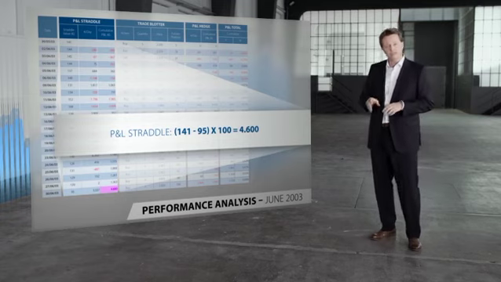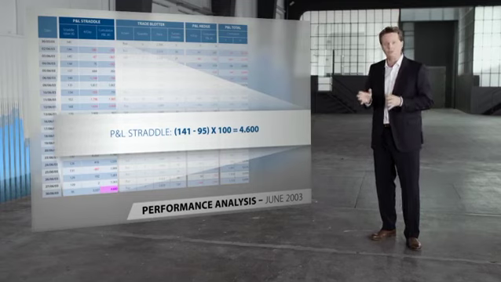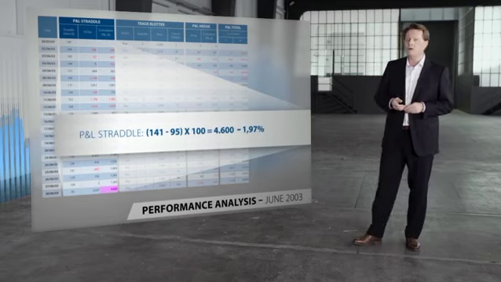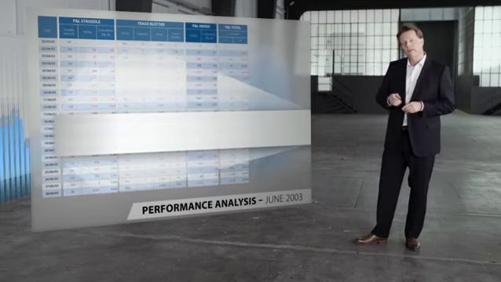We can now relate this result to the nominal capital at work, and I assume this was 100 times one straddle strike, which means 100 times 2,325, which yields a profit of 1.97%. Perfect. We have done the first half.